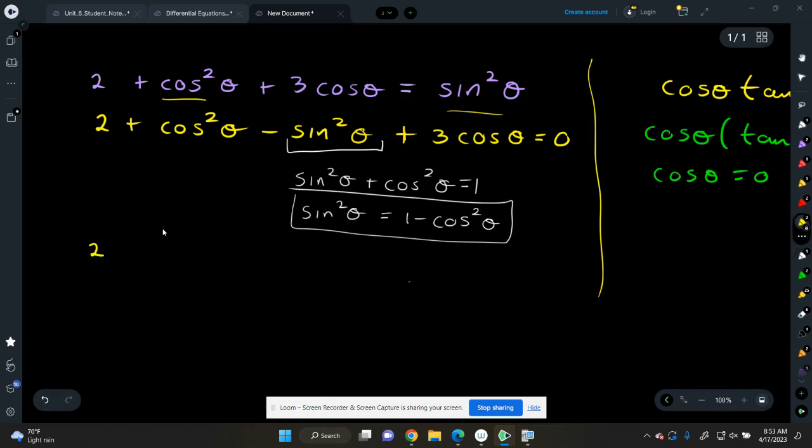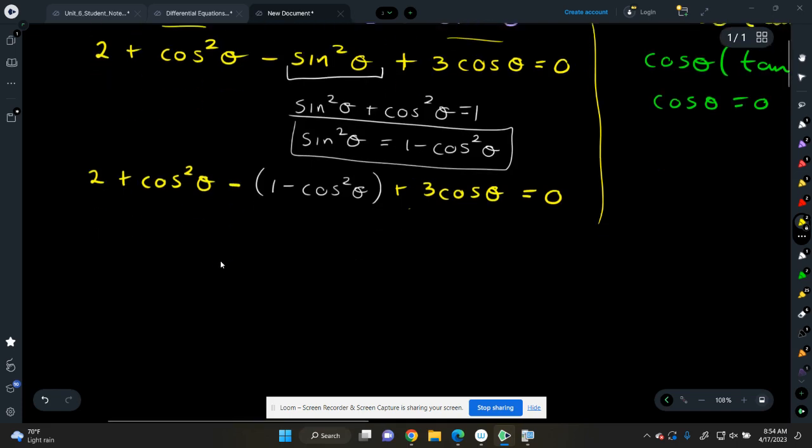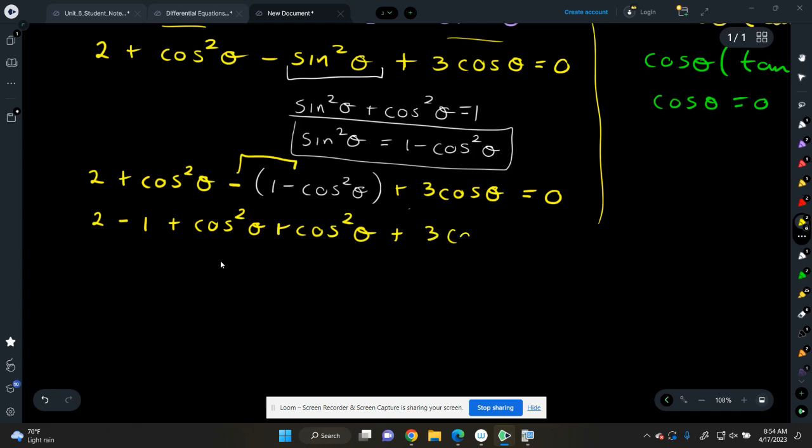So I'm going to substitute this in for sine squared. So I have 2 plus cosine squared theta minus, instead of sine squared, I'm going to do 1 minus cosine squared theta plus 3 cosine theta. Now I've got everything in terms of cosine. So we have 2 minus 1 plus cosine squared theta. And I'm going to distribute this minus, so that's plus cosine squared theta again, plus 3 cosine theta.